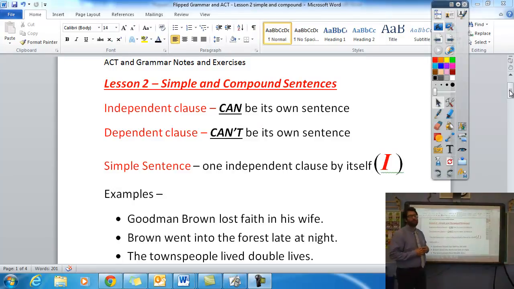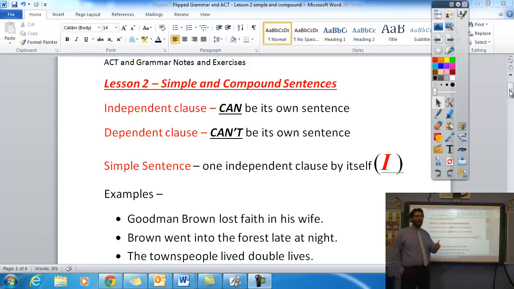Okay, welcome to ACT and Grammar video number 2. Today with lesson 2 we're going to be taking on simple and compound sentences. But before we get into what simple and compound sentences are all about, let's do a quick little review of the first video, independent and dependent clauses, right?